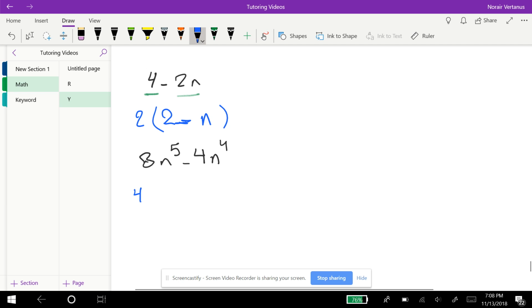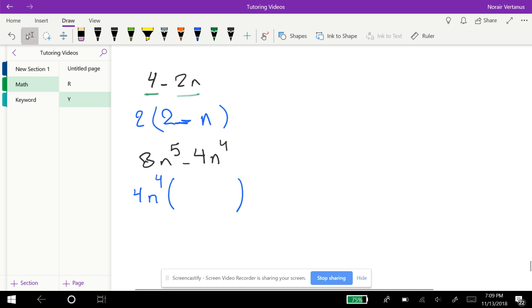When elementary students do that, they go with the greatest common factor. And then between n to the 5th and n to the 4th, if the bases are the same, pick the smallest power, which is n to the 4th. So 4n to the power of 4 is the common factor between these two terms of this binomial.